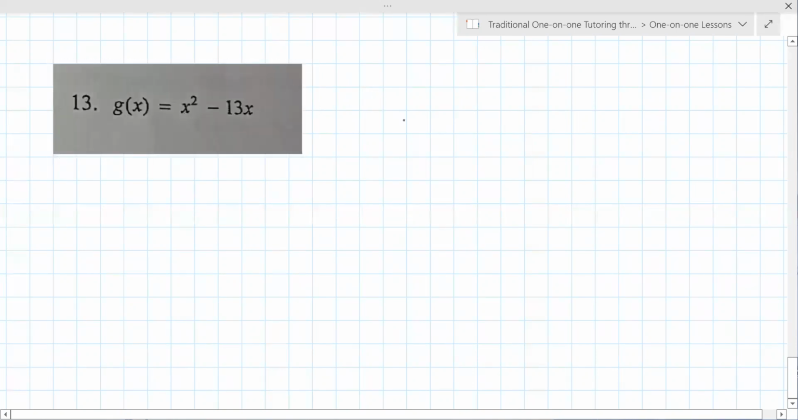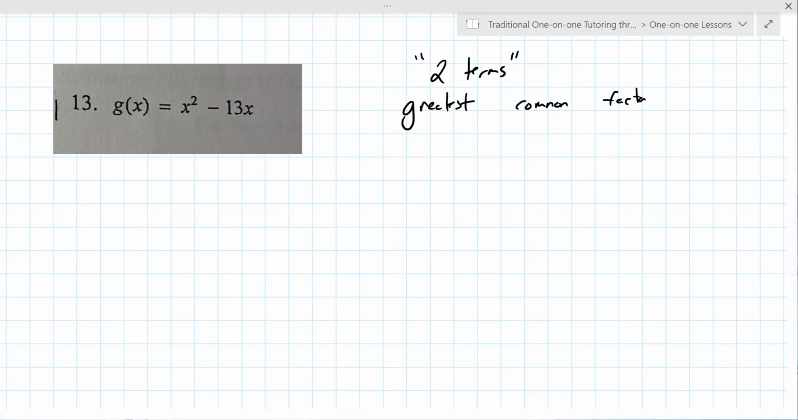This has a greatest common factor. It also has two terms. That's one of those things to look for with a greatest common factor. It's not like a guarantee. Like when you're playing sports, your coach probably says, well, look for this, look for that. Sometimes you see it, sometimes you don't. That's the case here.